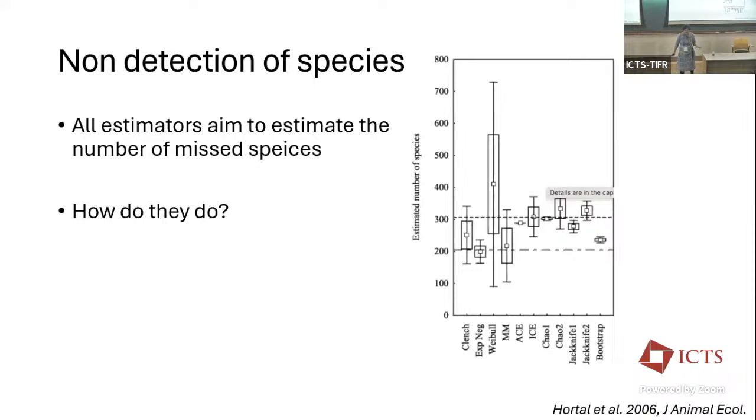These are all fine. They work okay, but they don't work fantastically. And they don't do what you've been talking about all of this time, which is that they don't really go out and estimate how many species I have missed. There are a couple of methods that do that, so we want to focus on those.